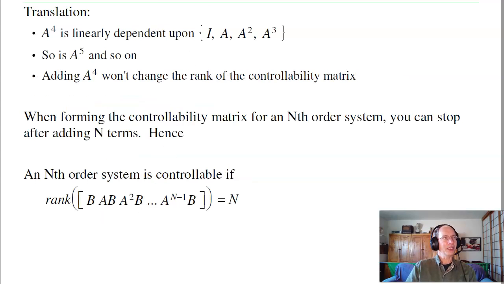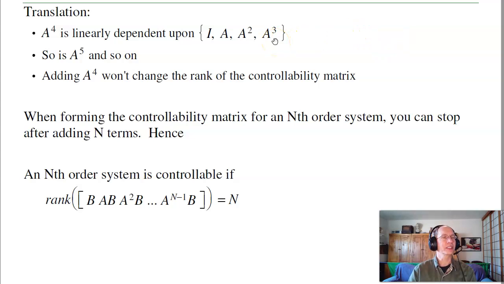What that means is that A to the fourth is linearly dependent upon the previous four terms. A to the fifth is linearly dependent upon these terms as well, as is A to the sixth, A to the seventh, A to the eighth, and so on. So adding any terms past 3 doesn't add any information.